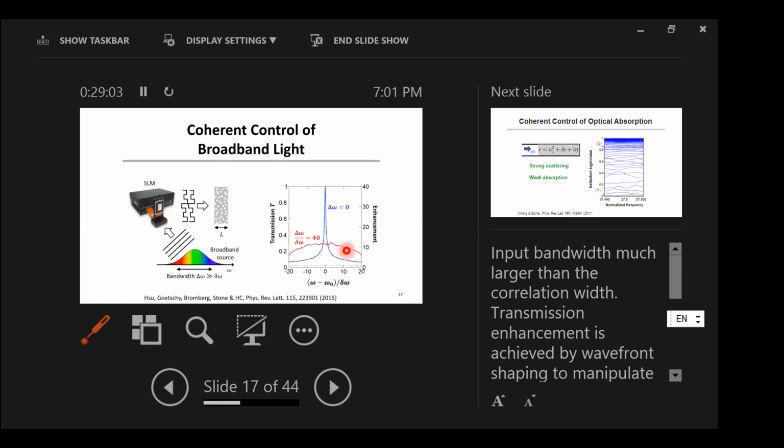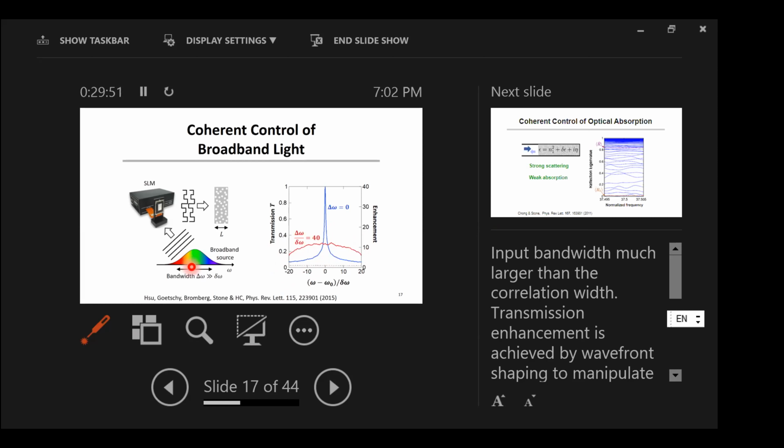So this shows one example where the input bandwidth is 40 times the bandwidth of this high transmission eigenchannel. If we can find a wavefront, of course, we cannot reach 100% transmission at any frequency, but over a much larger frequency range, we still can have a very significant enhancement. Because you can see this black dotted line, that is the average transmission. So the average transmission through the system is much lower compared to this blue curve, this red curve, which show we can significantly enhance the transmission at many different frequencies simultaneously using a single optimized wavefront.